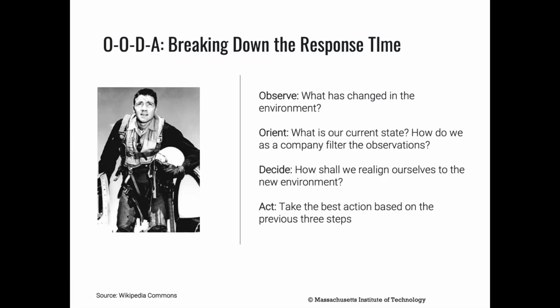So now we're at the decide step. We basically decided what our current state is based on our observations and orientations. Now we got to make a decision of what to do. And control systems do this very quickly and use concepts like models and digital twins and simulations to do that. But this also occurs in the management suite where people in the loop are making decisions based on those first 2 steps. And then finally, once we've been through those first 3 steps, it's time to act, which is take the best action based on the previous 3 steps.